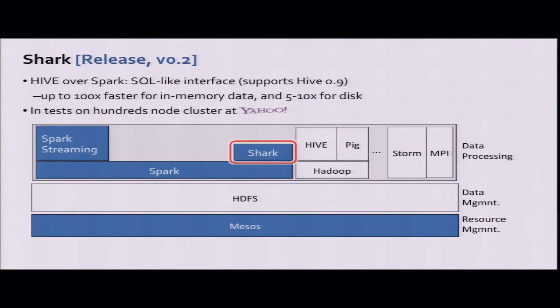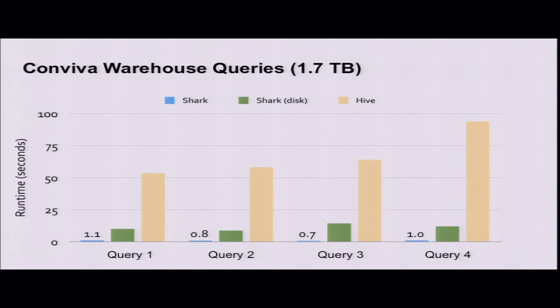And again, we have adopters here as well. The most impressive one is Yahoo. They are running on hundreds of nodes. Okay, so here are some results. This is Conviva. It's a video company which provides video management for some premium content brands like HBO, MLB, ESPN, and so forth.